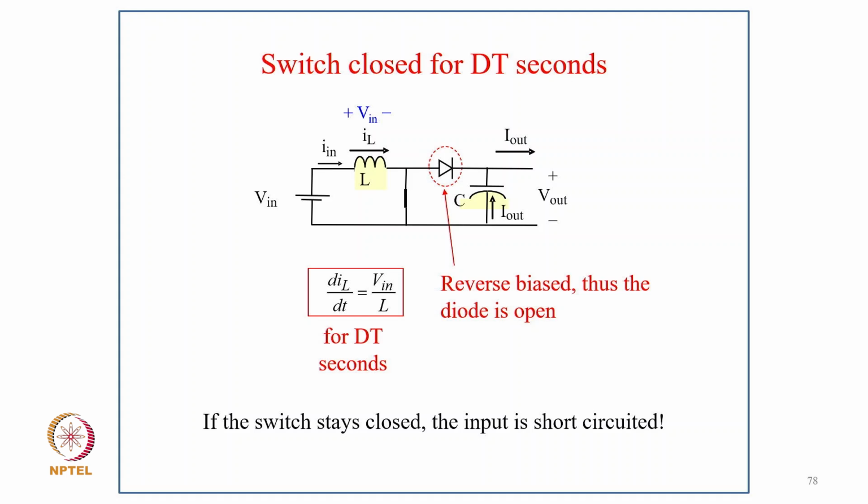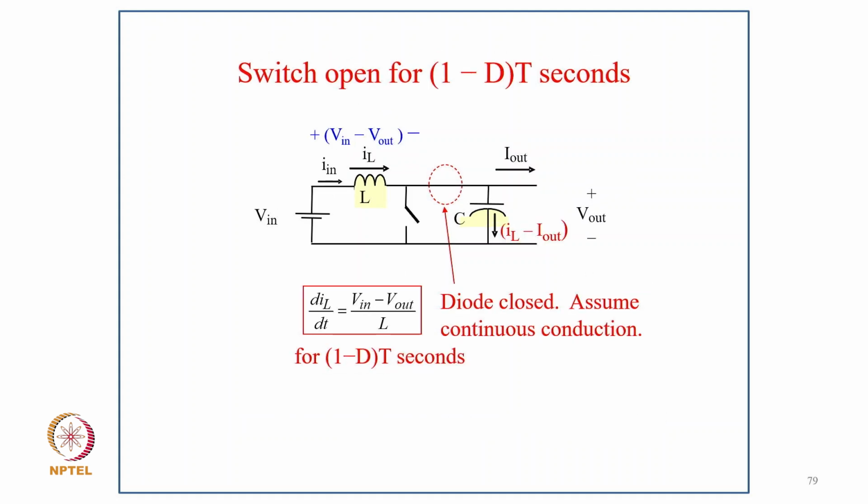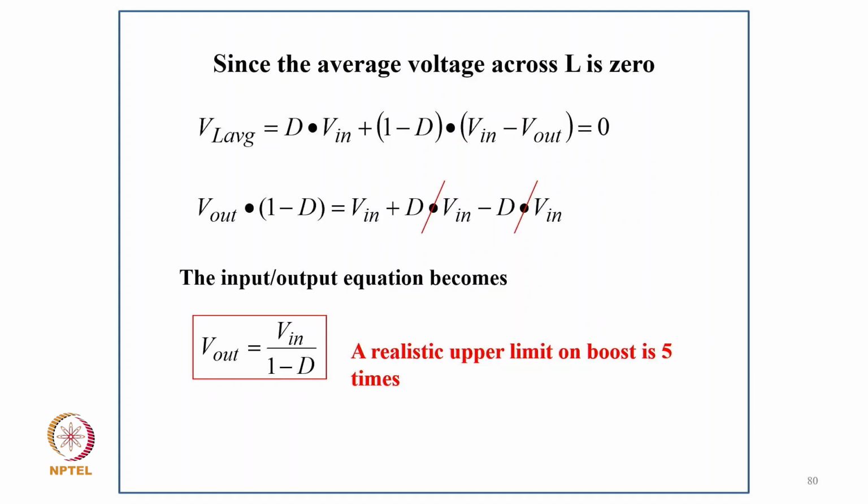If the switch stays closed, the input is short circuited. During the switch-off period, the diode conducts, and we have the relation L dIL/dt equal to Vin minus Vout, so dIL/dt equals (Vin - Vout)/L. The current decreases because Vout is more, so the slope becomes negative. The diode is closed, assuming continuous conduction, for a duration of (1 - D)T seconds.